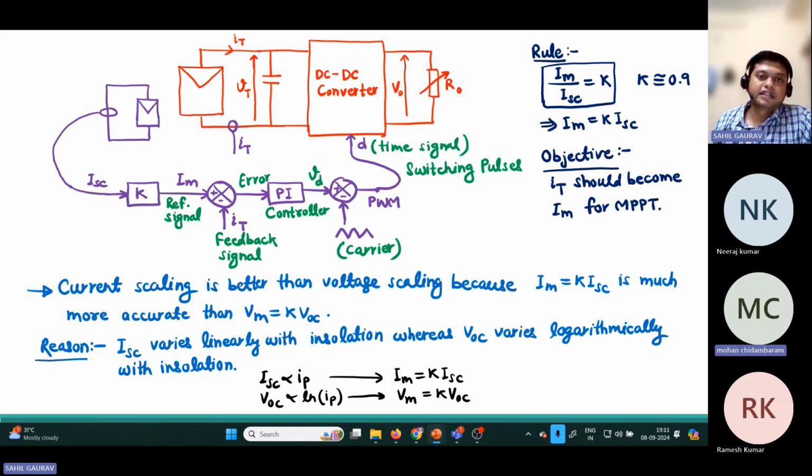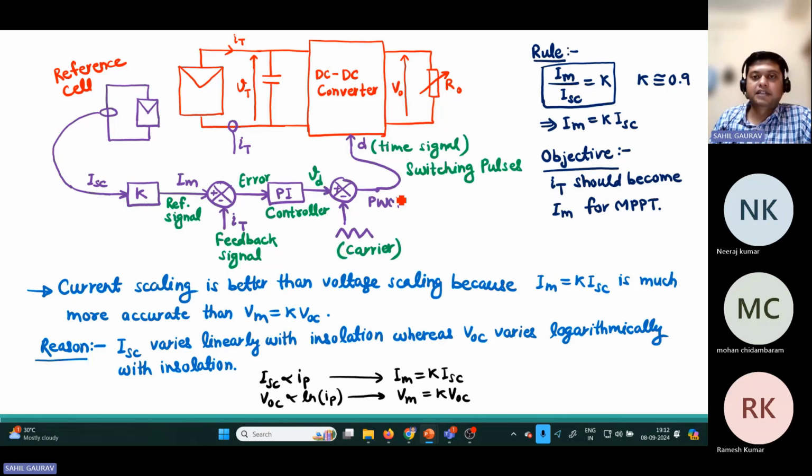Now, if you see the block diagram for this current scaling type MPPT controller, again we have some reference cell. From there we short circuit it, and from the short circuit of this PV cell we get the short circuit current through a sensor, and it gets multiplied with some constant K. Then we get the maximum power point current, and we take it as the reference signal. Now this reference signal is compared with the feedback signal, so the error gets generated. Now it is passed through a PI controller, so that we get the modulating signal, and it is compared to a carrier signal, and we get the PWM pulses.